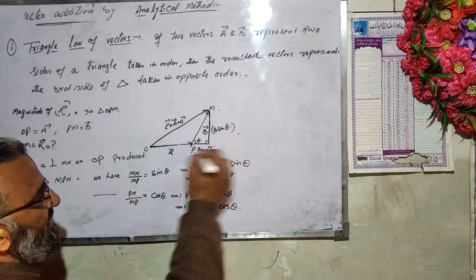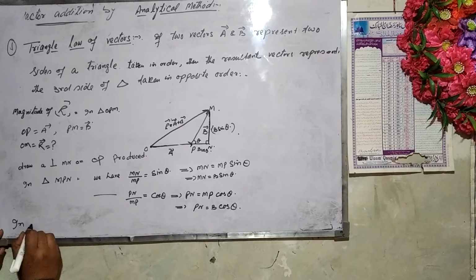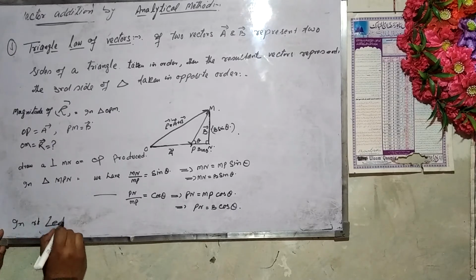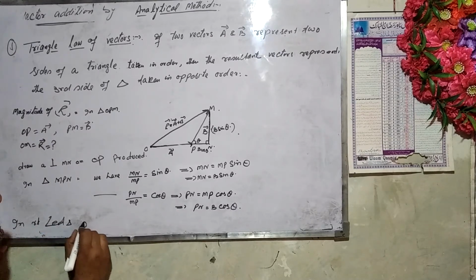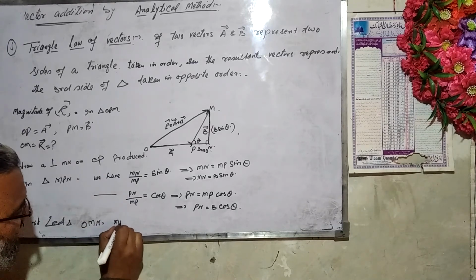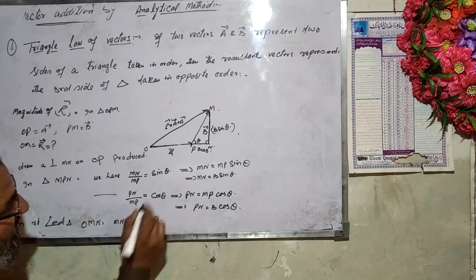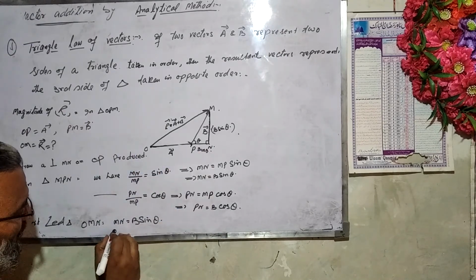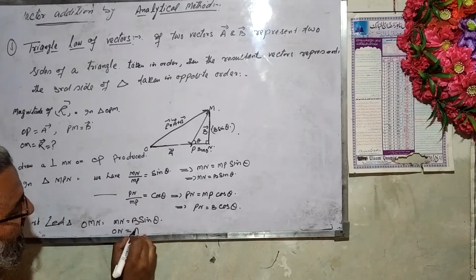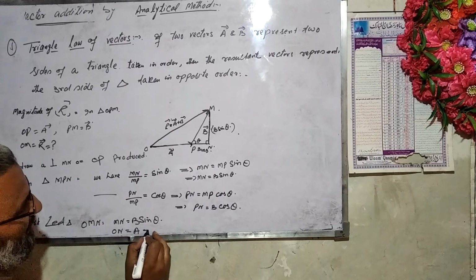अब दोनों साइड हमारे निकले. सो नाउ इन राइट एंगुलर ट्रायंगल OMN, we have MN equal to B sin of theta and ON equal to A, that is OP plus PN, A plus B cos theta.